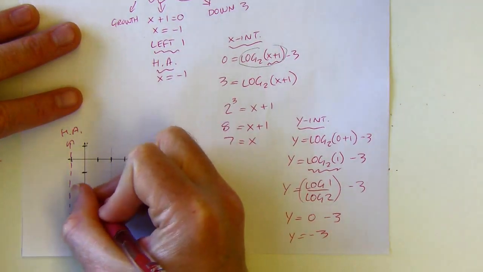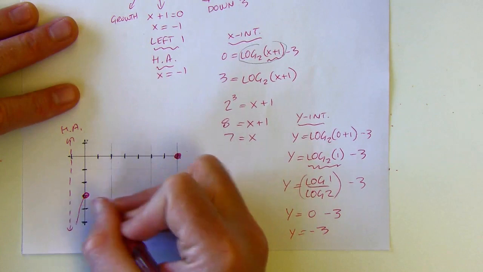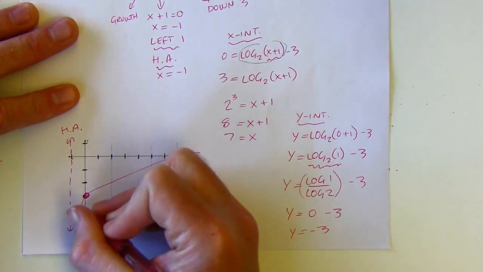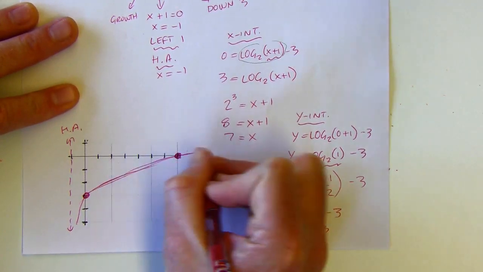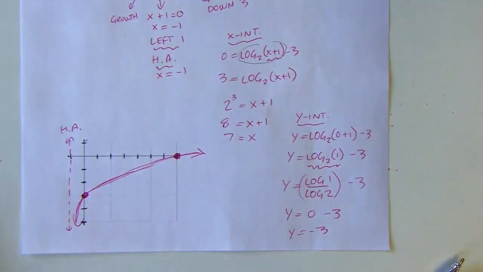So there's my y-intercept, and now I can make a pretty good sketch of this. Whoops, that was a pretty bad curve. But that's okay, it's just a basic sketch. But there it is, okay?